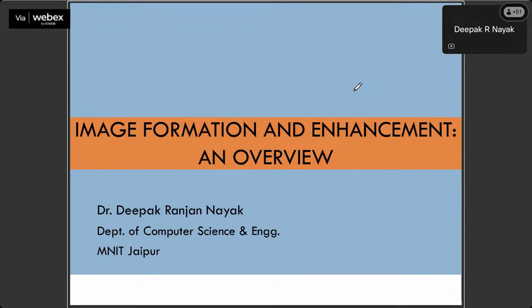So this session is all about image formation and enhancement. We'll see how an image is basically formed, and what the different image enhancement techniques are. I cannot discuss all the enhancement techniques, but we'll see the role of these techniques while designing a computer vision system. So I'll start with the image formation process.